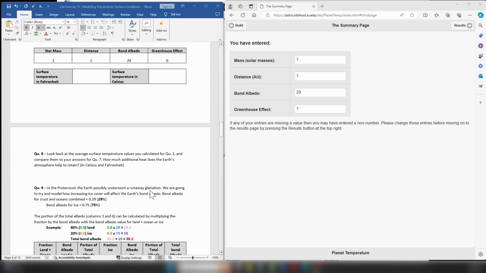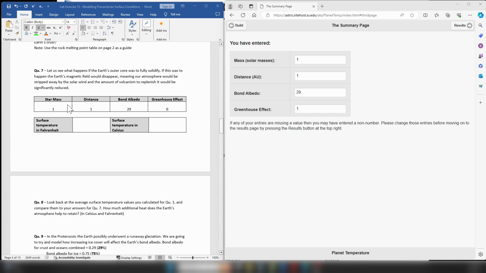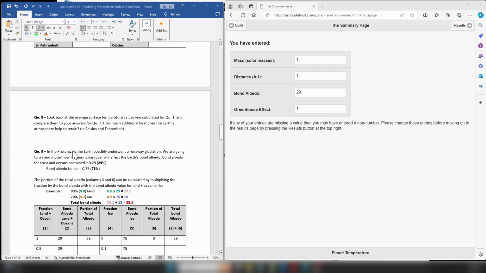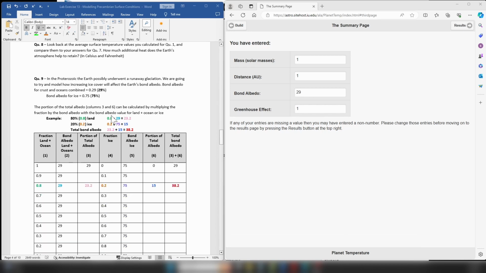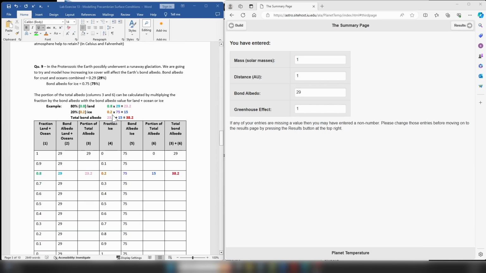For question 8, you're going to take your answer from question 7 and compare it to your answer from question number 1. You're going to calculate how much additional heat the Earth's atmosphere actually helps us to retain, and you're going to give your values in Celsius and Fahrenheit. Once that's been completed, you are going to move on to question 9.